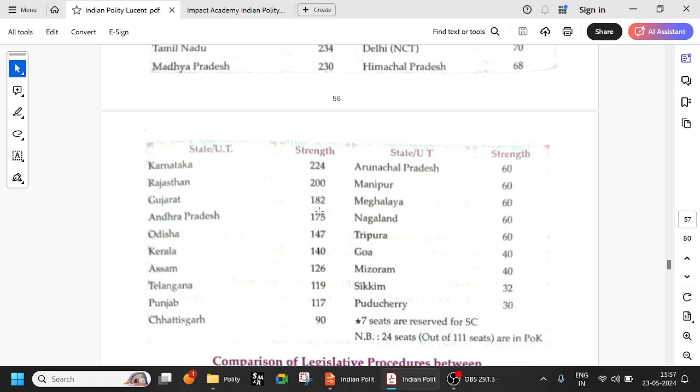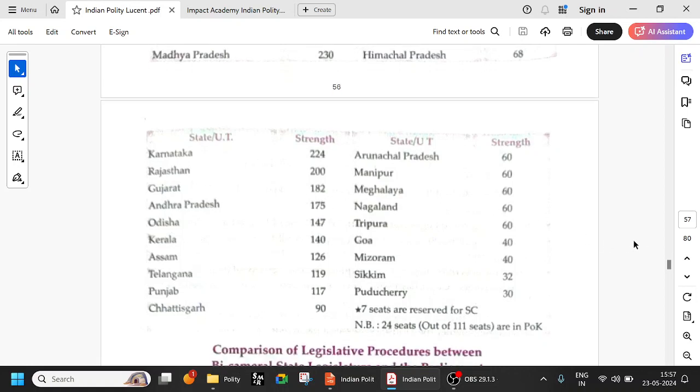Telangana is 119. Previously, Andhra Pradesh was almost nearing 300, right? But now it is only 175. Puducherry is 30, Sikkim is 32. So among the states, Sikkim is the lowest, and Puducherry has 30 in the assembly.